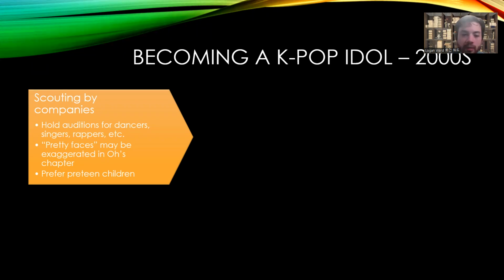These companies, you'll hear about SM Entertainment, JYP Entertainment, YG Entertainment. These entertainment companies would hold auditions for dancers, singers, rappers, and stuff like that. And they preferred preteen children. O never really clarifies that in her chapter, right? But these were not adults. They were not 18 or 19 years old, the legal age in Korea. They were preteens, really between 10 and 12, sometimes earlier.